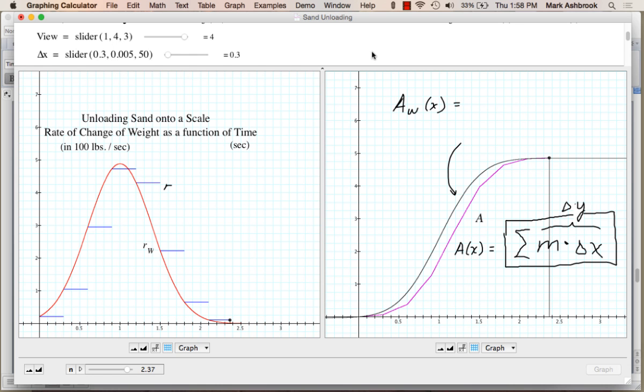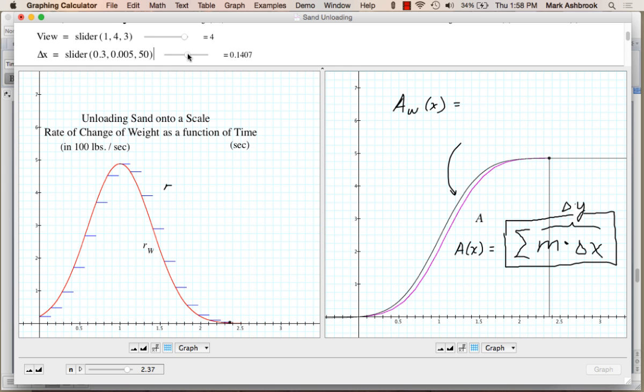Okay. How do I get it better? Peter? Your delta x gets smaller. Right. We talked about how with the small delta x, the rate function is indistinguishable from the actual rate function. So watch what I'm going to do. I'm going to decrease delta x. Watch what happens to the approximate A.